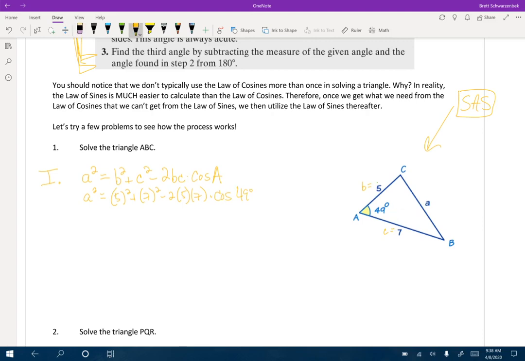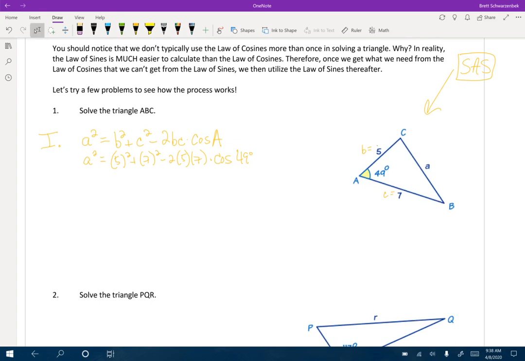All right, so we have a very big formula here that we have to compute, but realize there are a lot of issues that students have when it comes to order of operations. So what I usually do is have students compute this first. So it's going to be 25 plus 49 minus 2 times 5 times 7, which is 70, times the cosine of 49 degrees. Don't calculate cosine of 49 yet. We have to be careful of order of operations here.